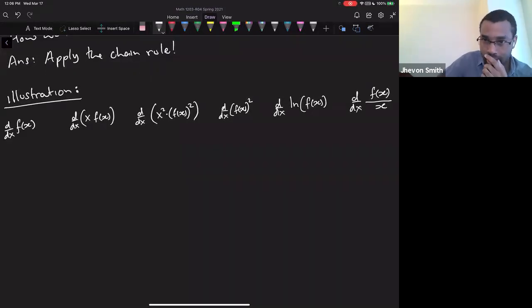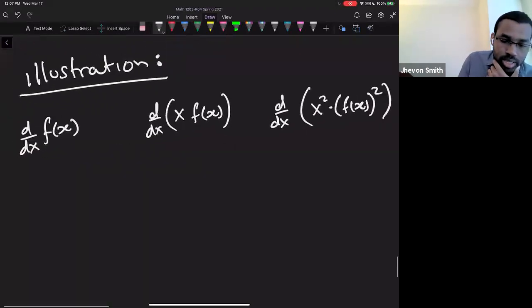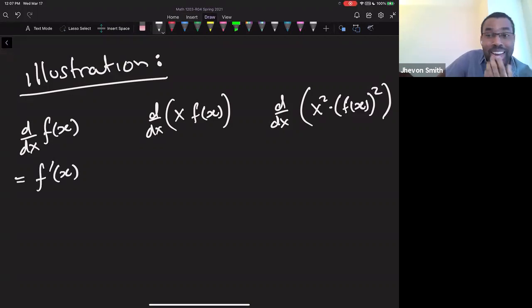Now, I don't know what the f of x is, and I won't always know. I want you to be able to tell me what the derivative of these expressions is without even knowing what the f of x is. It turns out, formulaically, we can know this. I might not know the specific formulation, but as a formula, I can know it. So what would be the derivative of the f of x? It's just f prime. Whatever f prime looks like, I don't know.